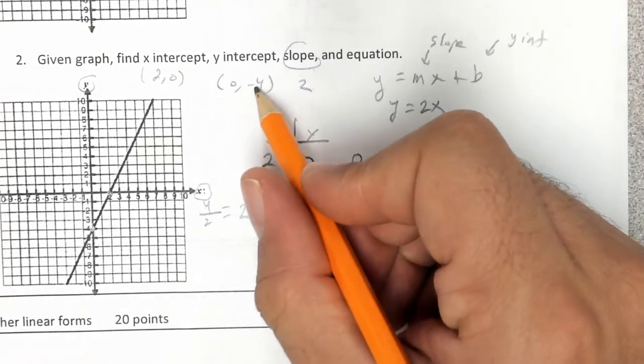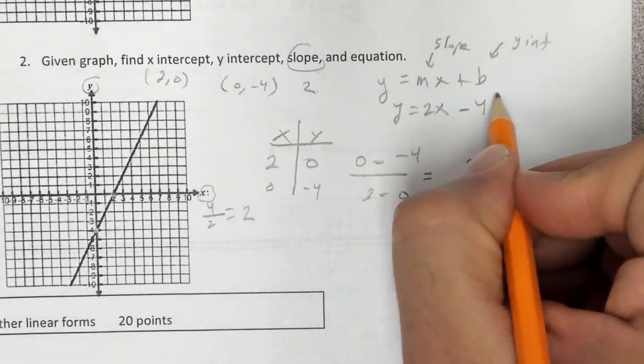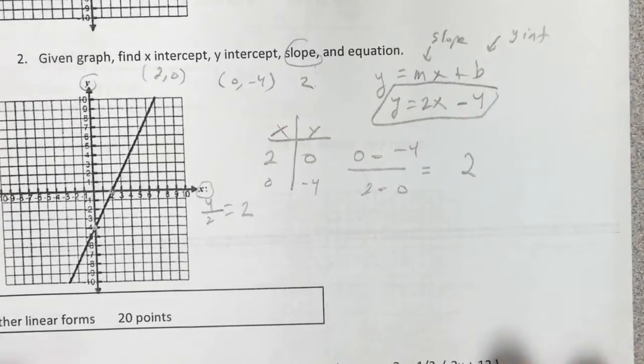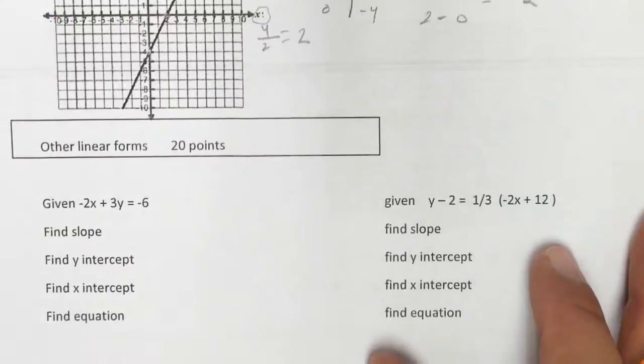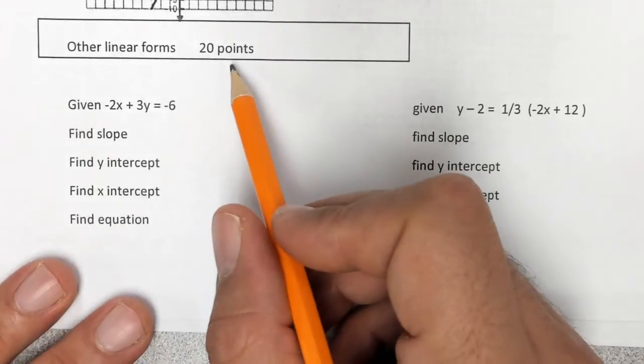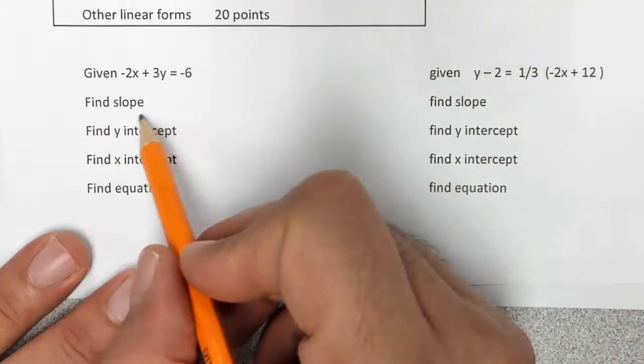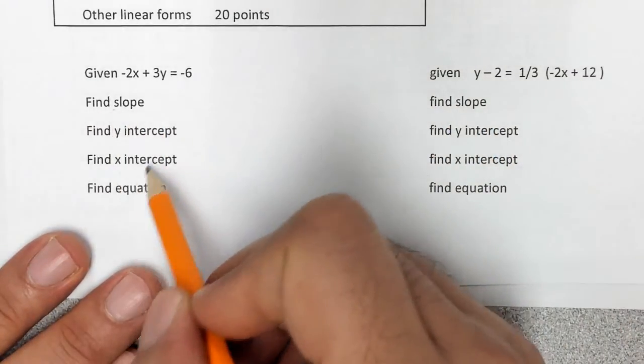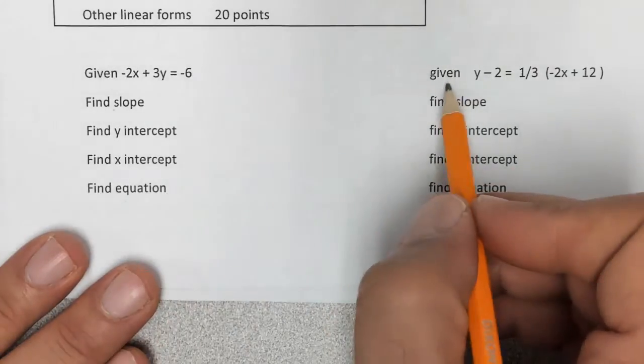And we already know the y-intercept is negative 4. There's your equation. Alright? So far, we only have the last part, which is 20 points. And for 20 points, what they want you to do is find the slope, find the y-intercept, find the x-intercept, find the equation for both of these.